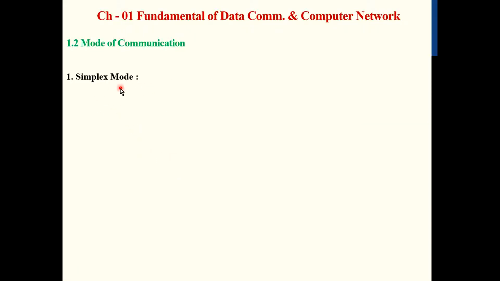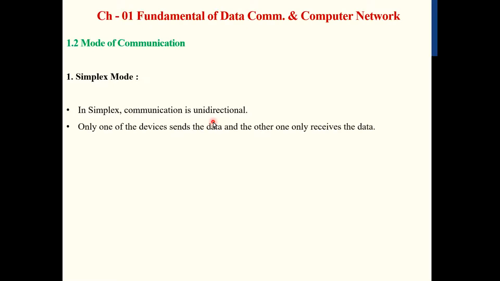First is simplex mode. In simplex mode, communication is unidirectional. The basic meaning of unidirectional is only in one direction. Only one of the devices sends the data and the other only receives the data. Simply put, one device performs the sending operation and the other device only performs the receiving operation.